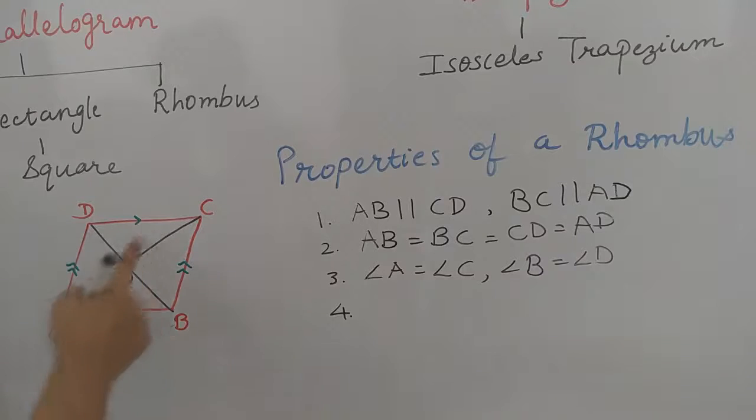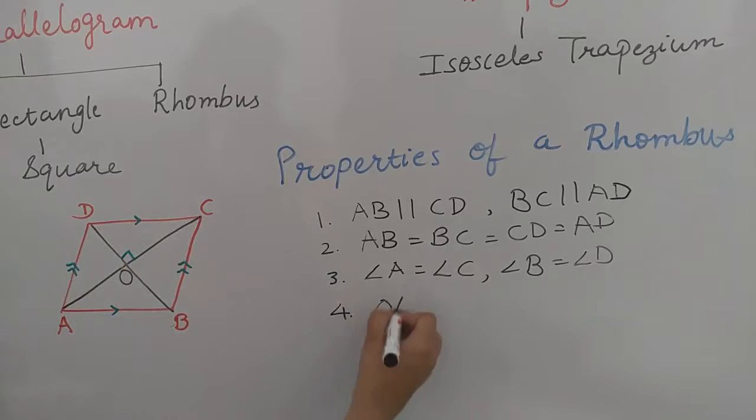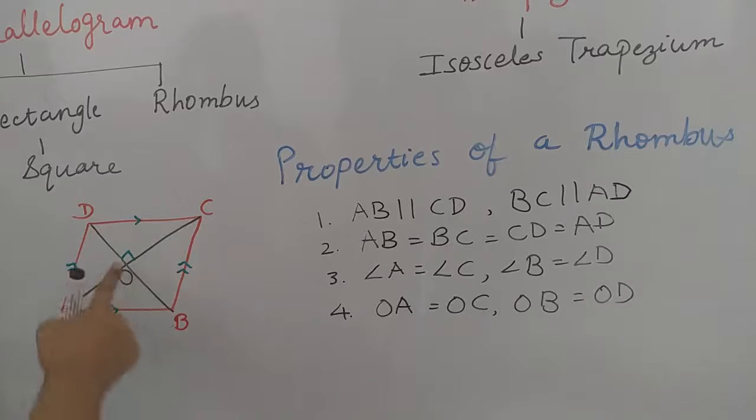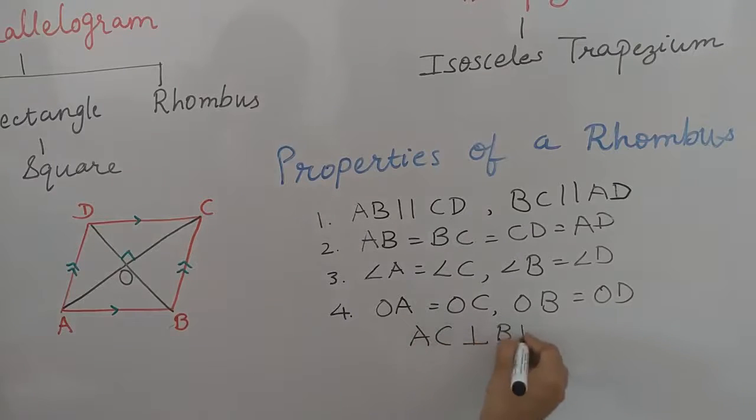And the diagonals AC and BD, they bisect each other at 90 degrees. Means here it makes a 90 degree angle, and they bisect each other, means OA is equal to OC and OB is equal to OD. So next we can write OA is equal to OC, OB is equal to OD, and also they are perpendicular because they make 90 degrees. So AC is perpendicular to BD. This is the diagonal property of a rhombus.